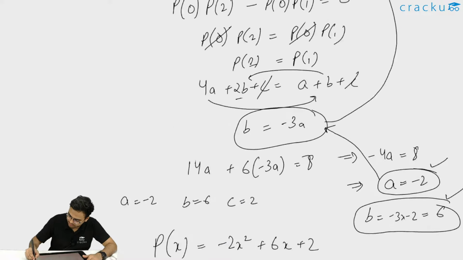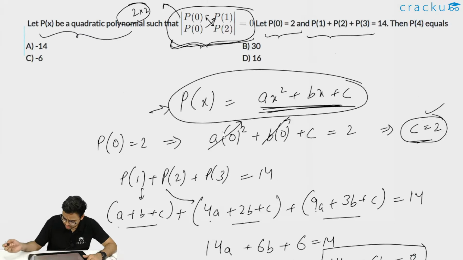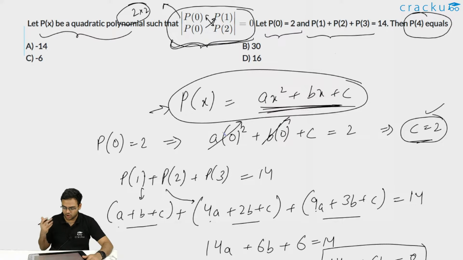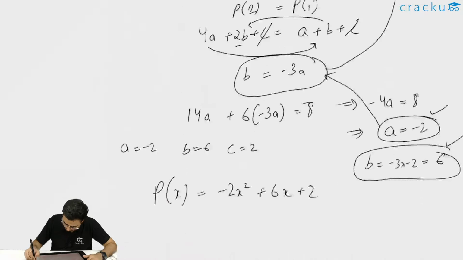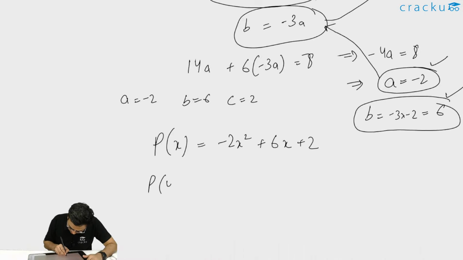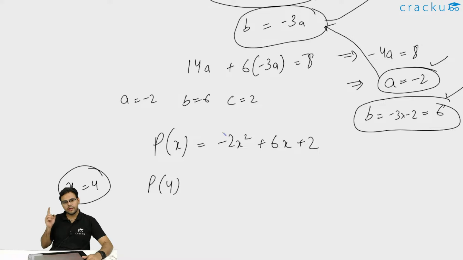Now let's see what is being asked in the question. The question is asking for the value of P of 4. So what I have to do is put the value of x equal to 4. I have to replace the value of x with 4 to get the value of P(4).